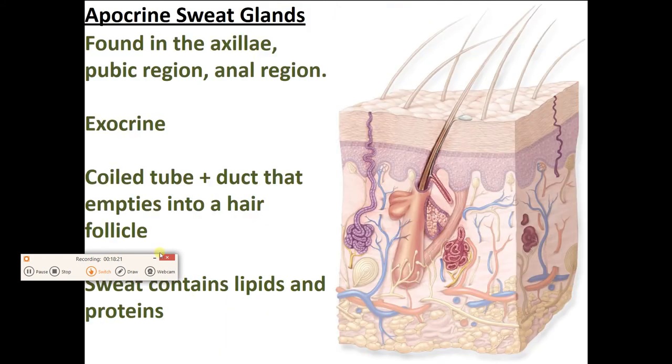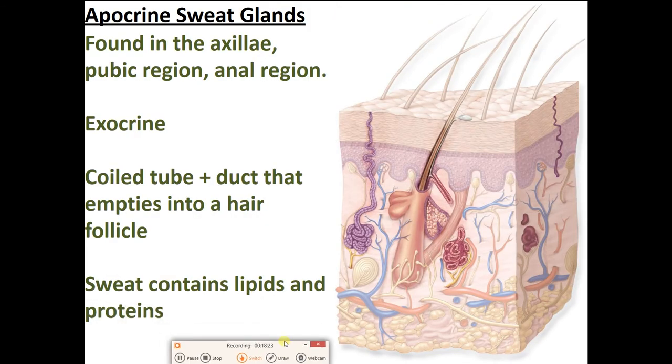All right, what about those apocrine glands? Apocrine glands are found in a couple of A regions, the axillae. It's the plural of axilla, which is your armpit. Around the anus, so a pair of A's right there, as well as in the pubic region.